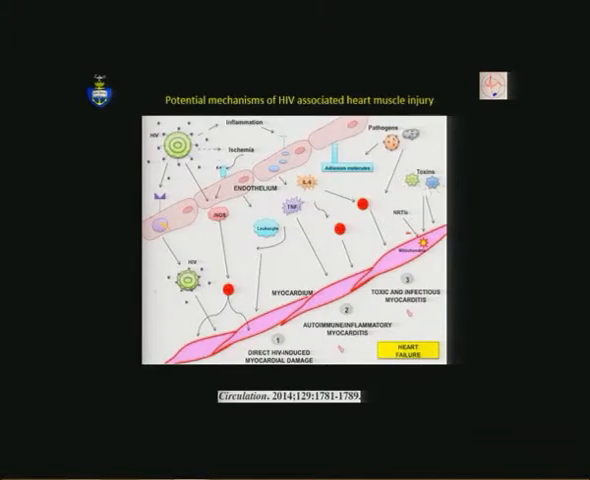This is a very nice cartoon from Circulation this year looking at the potential mechanisms of HIV-associated heart muscle disease. There you see a cartoon of the virus. And again, just to cut to the chase, what they suggest is that there are three mechanisms. The first being direct HIV-induced myocardial damage, autoimmune and inflammatory myocarditis, where virion particles left behind that are perhaps innocent bystanders lead to molecular mimicry and autoimmunity. And then finally, the toxic and infectious myocarditis that I described previously.